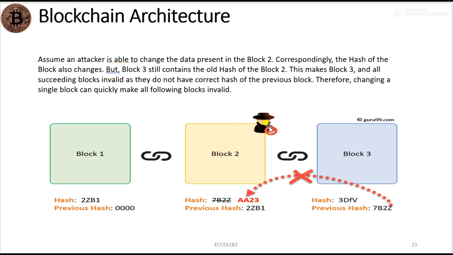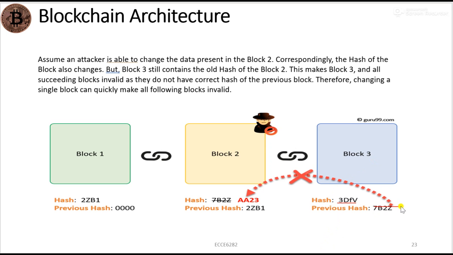Now here we assume that there is an attacker who attacks block 2 and changes some transactions in block 2. When he makes changes in block 2, it means the previous hash is no longer valid. Its hash has changed, so he recalculates the hash of block 2 after making changes, and let's suppose the new hash is AA23. But block 3 contains the hash of block 2, and in block 3 the hash of block 2 is still the old hash. So the attacker then has to update the previous hash to AA23.